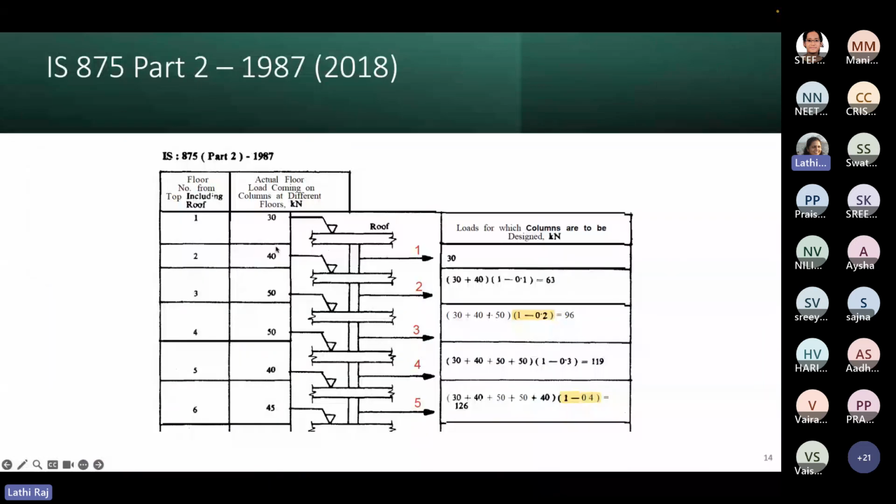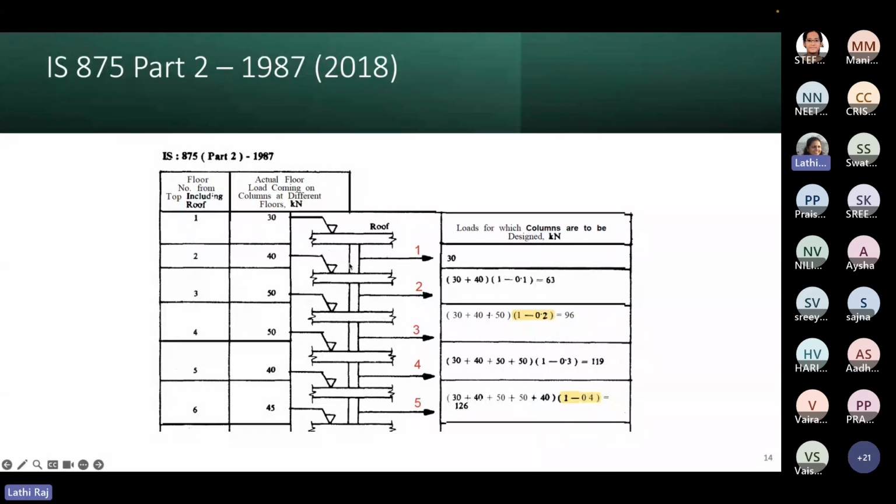You can see that this is the roof. In the roof, it is only one floor when you are designing this column, so you cannot reduce anything. If the load coming is 30, you have to take 30 for designing this part of the column. Is that clear? There is no reduction.